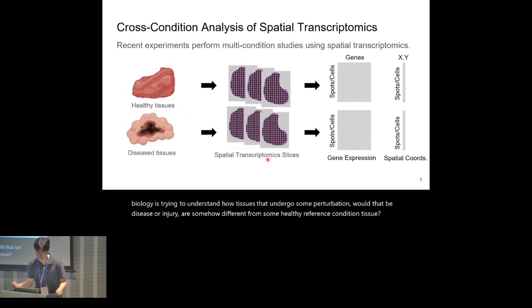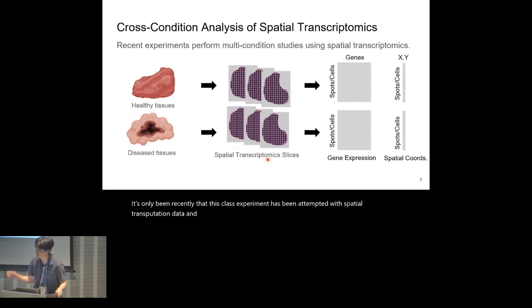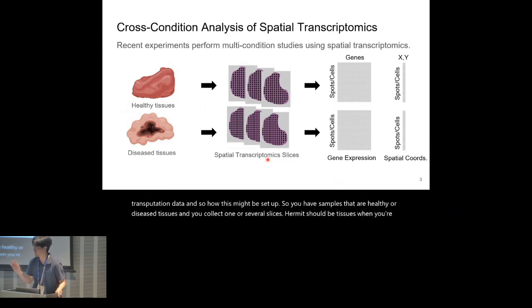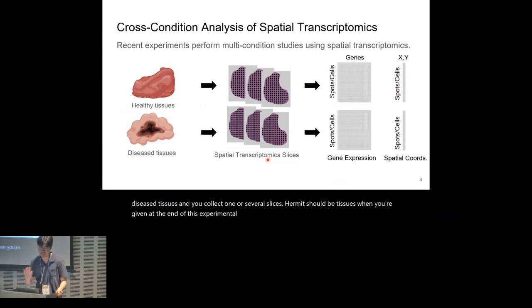It's only been recently that this class of experiment has been attempted with spatial transcriptomics data. And so how this might be set up is that you have samples that are healthy or diseased tissues, and you collect one or several slices from each of these tissues. What you're given at the end of this experimental pipeline is a spots by gene expression matrix, as well as a 2D coordinate for each of these spots. And you'd have this pair of matrices for each condition in your data.